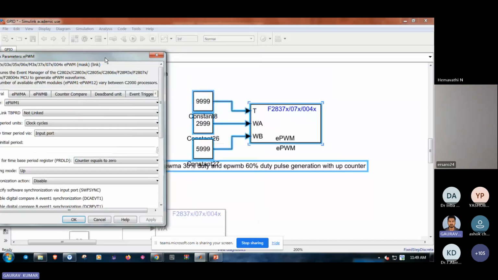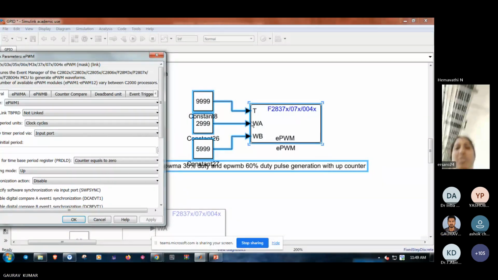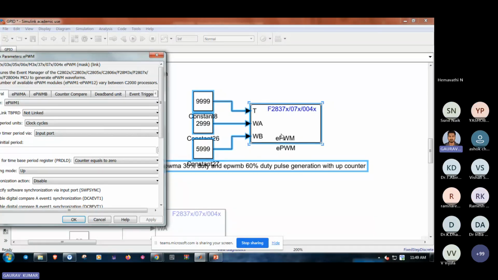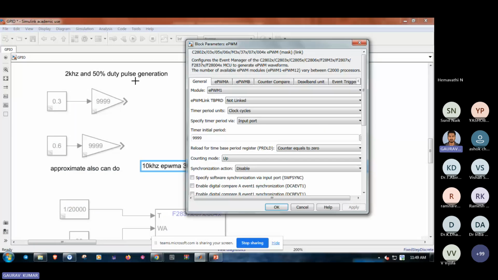For generating a particular pulse from EPWM blocks, we have to give inputs. Okay, this is the time period TBPRD value. This is the compare value input. Here in this block, I am generating two pulses of different duty cycles. So I have given two different duty cycles and a particular TBPRD value. Here you can see the time period unit, TBPRD value. It has two units. We can give it in clock cycles, and we can give it in seconds also.